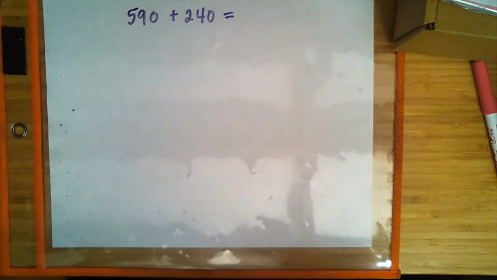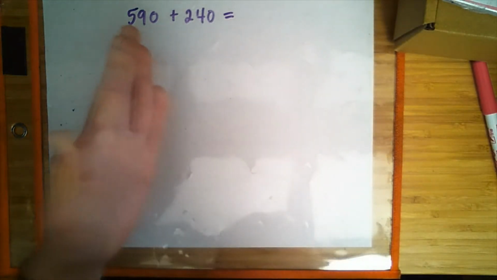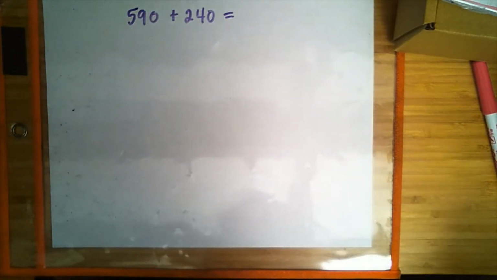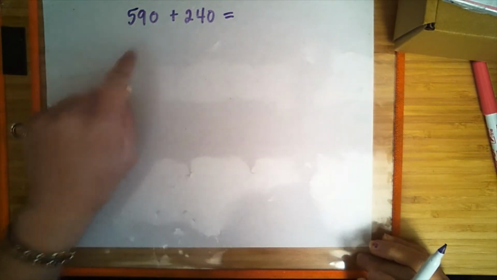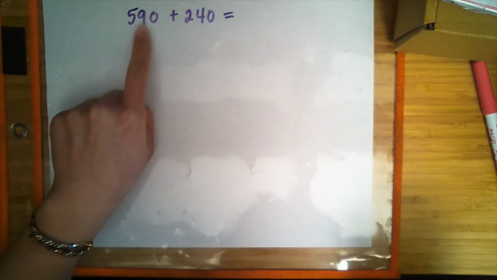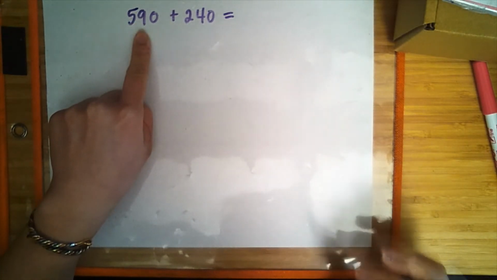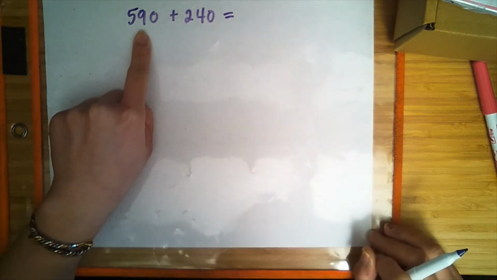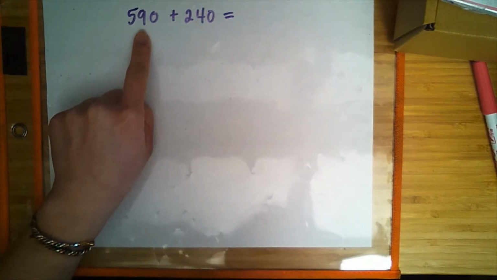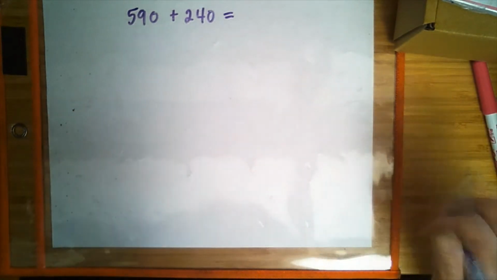Let's work on our next number sentence, which is 590 plus 240. I noticed something really interesting here, my friends. I noticed something about this first number. I wonder if anyone else notices this too. It's really close to 600. It's just 10 away from 600. I can make the next 100 to help me solve the problem. So let's go ahead and try it.